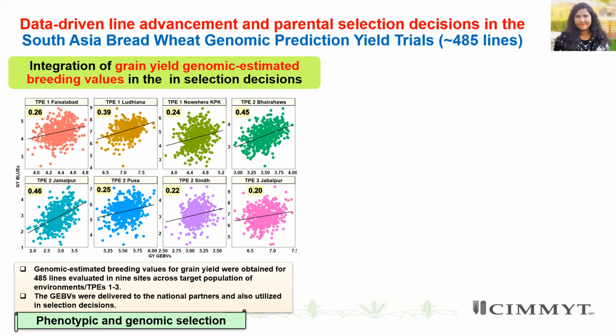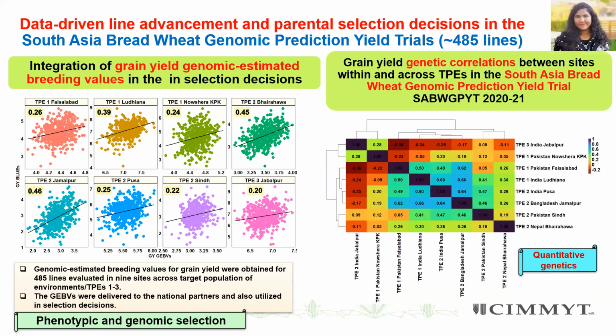And you can see the prediction accuracies, the within year cross-validation prediction accuracies, range between 0.2 and 0.46. And all this information, the GEBVs generated, is also delivered to national partners. And this information has been used along with phenotypic selection in the selection decisions. And we also do some quantitative genetic analysis. For example, we find genetic correlations between the different sites in South Asia.